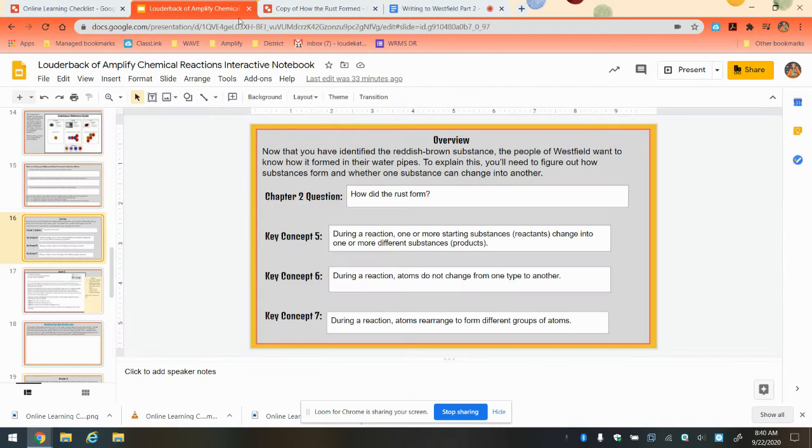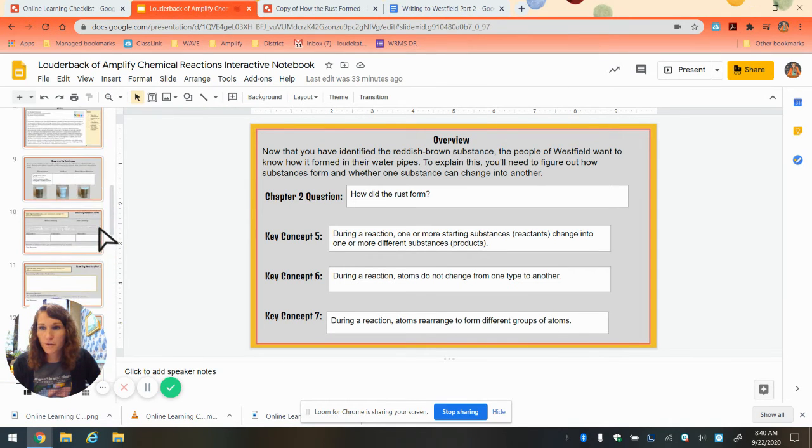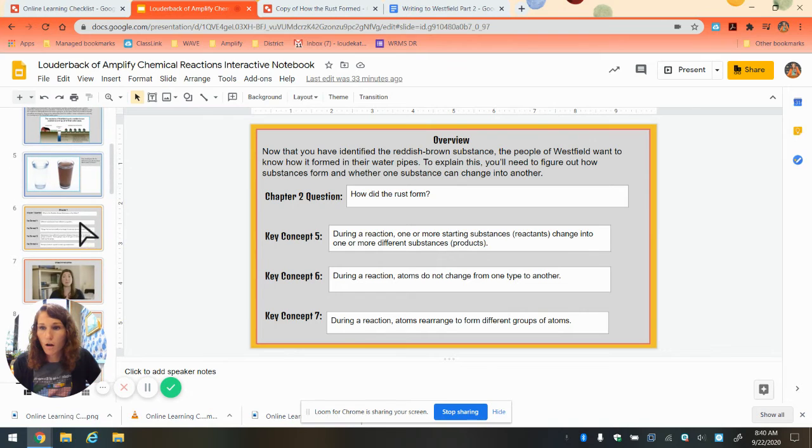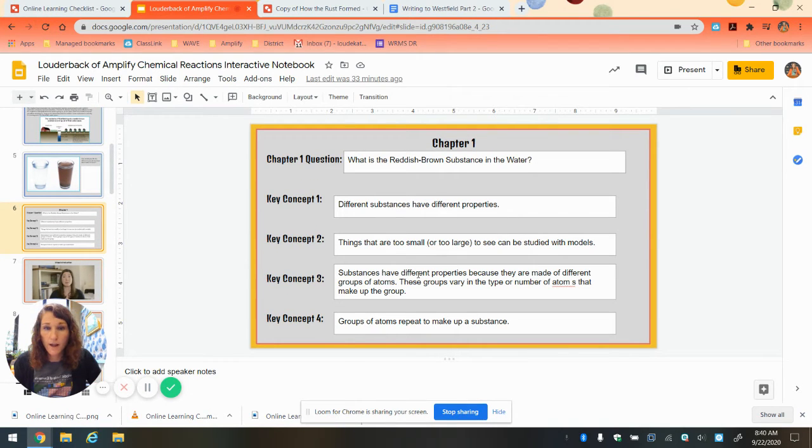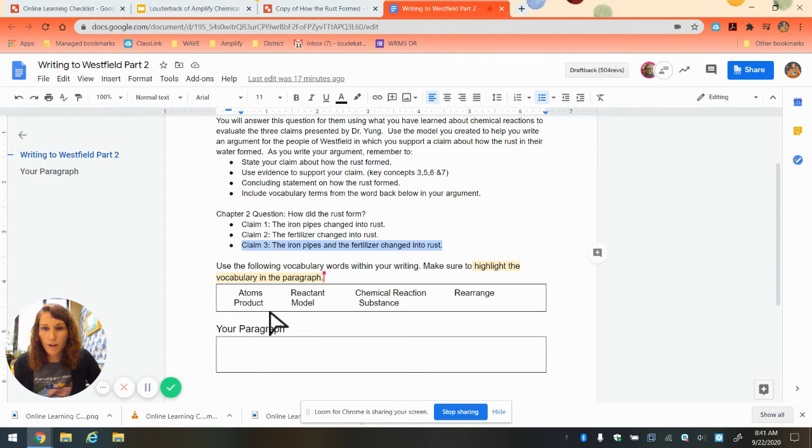I also need to go and explain from key concept 3 that all of my substances have different properties because they're made of different groups of atoms. I probably would start my paragraph with key concept 3, that after I redo my claim, I'll probably say that the fertilizer, the iron pipes, and the rust are all made up of different groups of repeating atoms. Then after that, I would go into my explanation of key concept 5, 6, and 7.